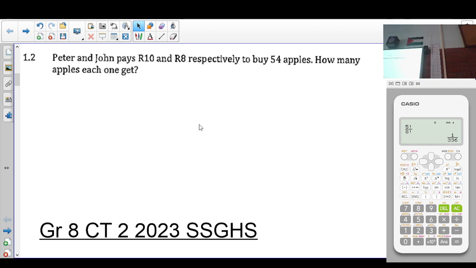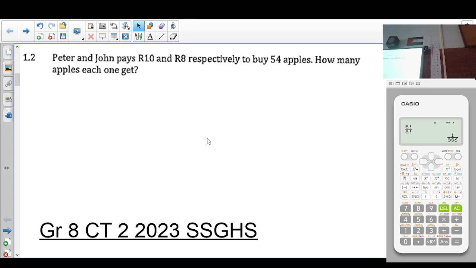1.2. Peter and John paid 10 rand and 8 rand respectively, which means to say in that order, which means to say Peter paid 10 rand and John paid 8 rand. Respectively means to say in that order. To buy 54 apples, how many apples will each one get?